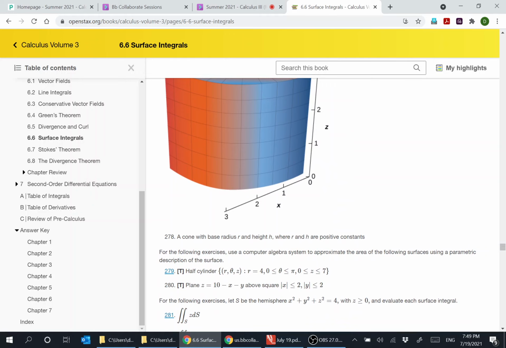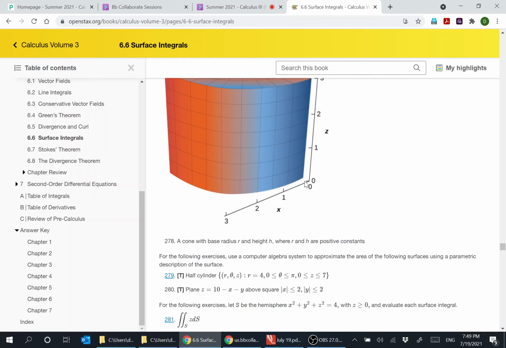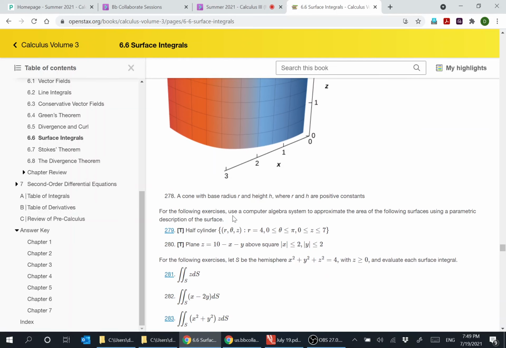A cone with base radius r, height h, where r and h are positive constants. So we want to parameterize a cone. Find a parametric description of such a surface. So a cone with base radius r, height h, and of course r and h are positive.